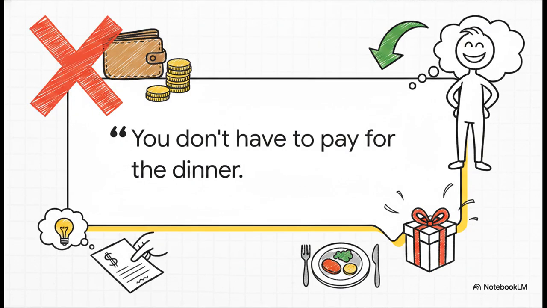Now, contrast that strict rule with this. You don't have to pay for the dinner. While mustn't means absolutely forbidden, don't have to means a complete lack of necessity. It's totally optional. If a friend tells you you don't have to pay for the dinner, it just means you can pay if you really want to, if you insist on treating them, but you are absolutely not obligated to do it. The pressure is completely off.